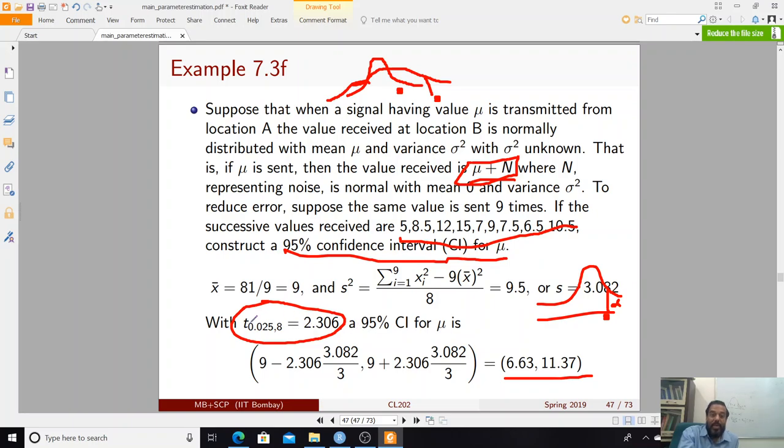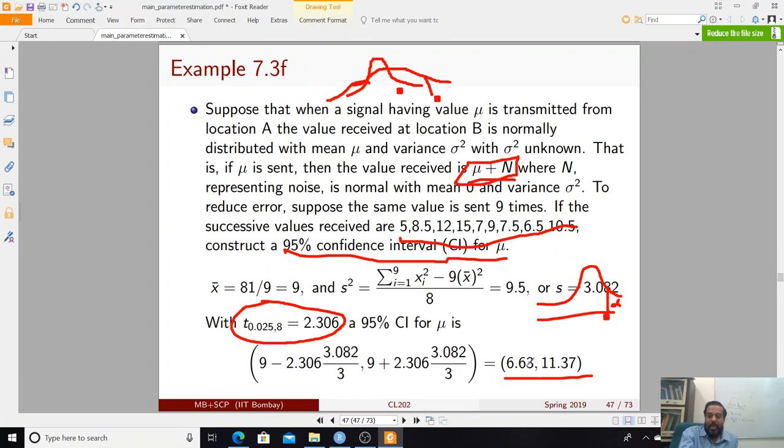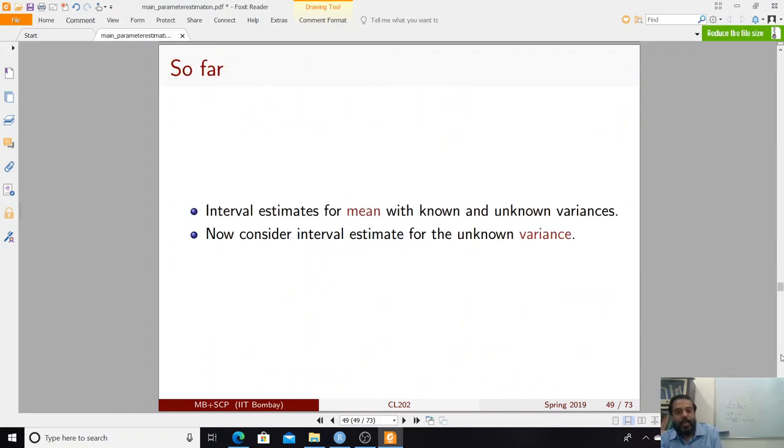Okay, and this is why. So Z of 0.025 was 1.96, whereas T with 8 degrees of freedom turned out to be 2.306, and that is why you get a much larger range of that two-sided confidence interval. Okay, so now let's move on and go to the next case, which is finding out the confidence interval for the variance.